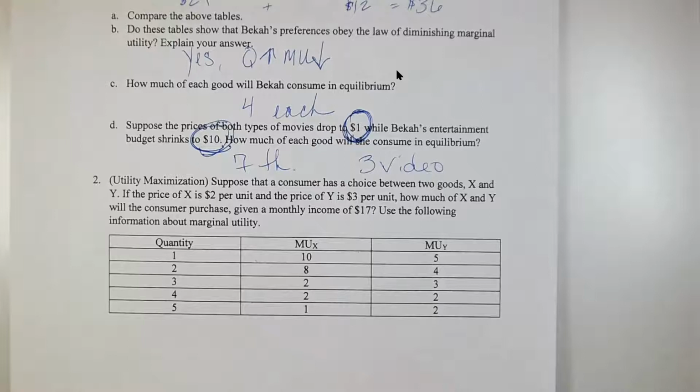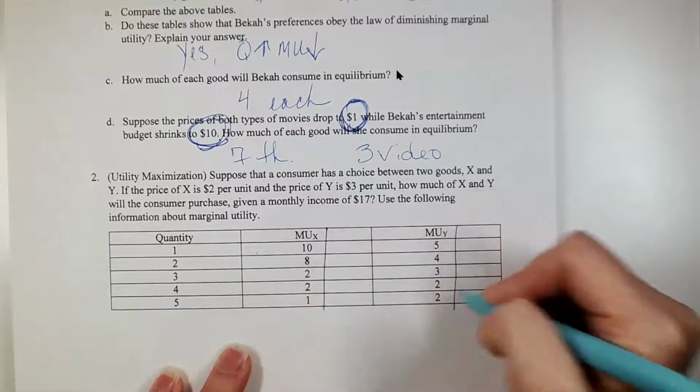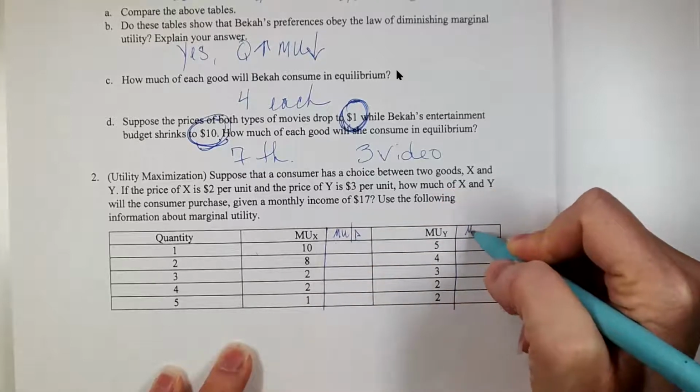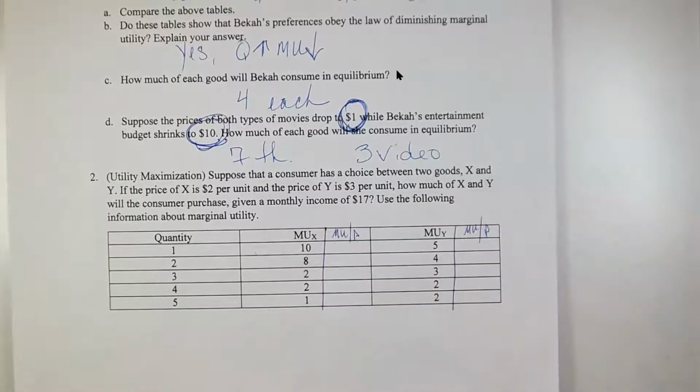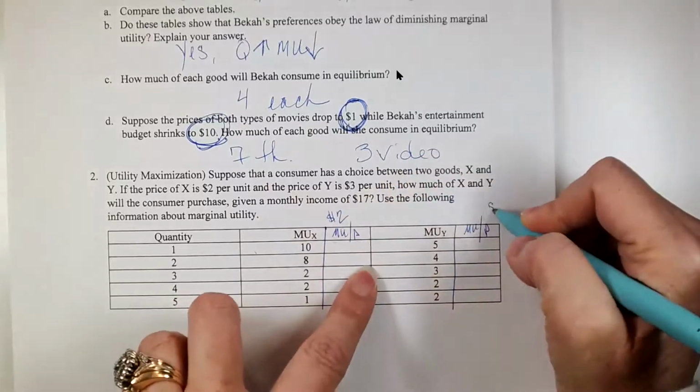If you are going to find consumer equilibrium for a consumer that has $17 a month to spend on good X and good Y, you have to set yourself up a couple of columns. I've left you plenty of room here. I would add a marginal utility per dollar column there so you can do your calculation. The price of good X is $2. The price of good Y is $3.